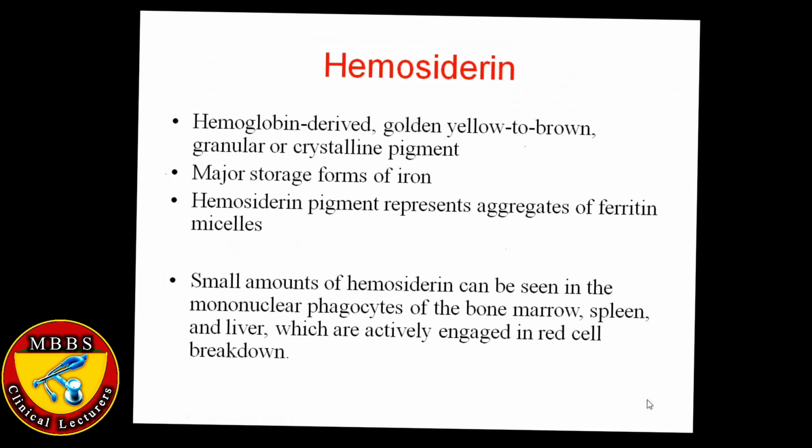Now we will talk about hemosiderin, another important pigment, derived from hemoglobin. It is a golden yellow to brown granular or crystalline pigment, a major storage form of iron. Hemosiderin pigment represents aggregates of ferritin. Small amounts of hemosiderin can be seen in the mononuclear phagocytes of the bone marrow, spleen, and liver, which are actively engaged in red cell breakdown.